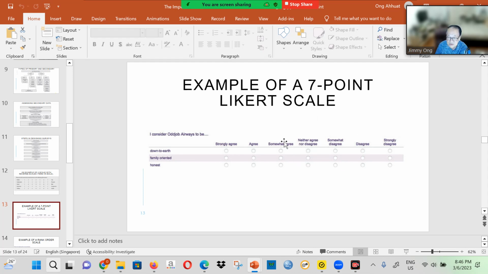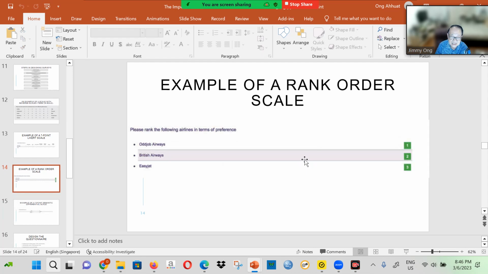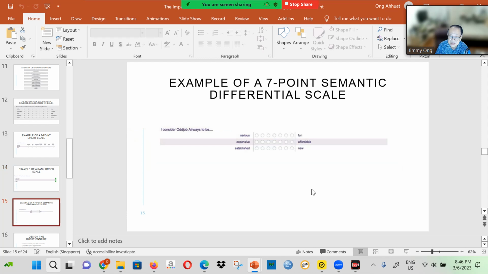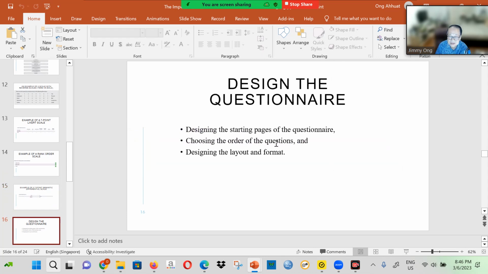So you put all this down for you to analyze. So you do a Likert scale analysis. This is called a ranking analysis. There are different types. Just showing you only, right? There are 7 points. So then you talk about designing the questionnaire. You must design the page of your questionnaire. You must choose the order of the questions, and you must choose the layout.